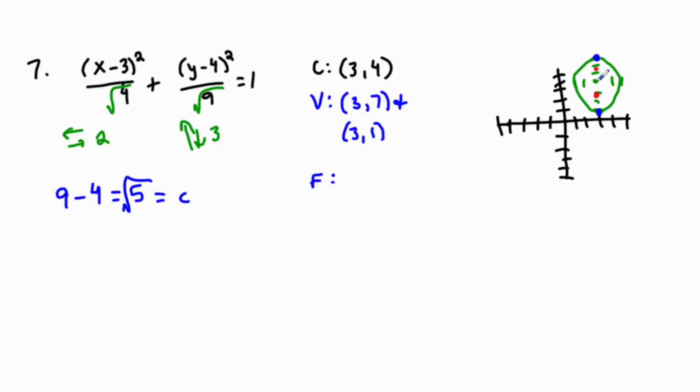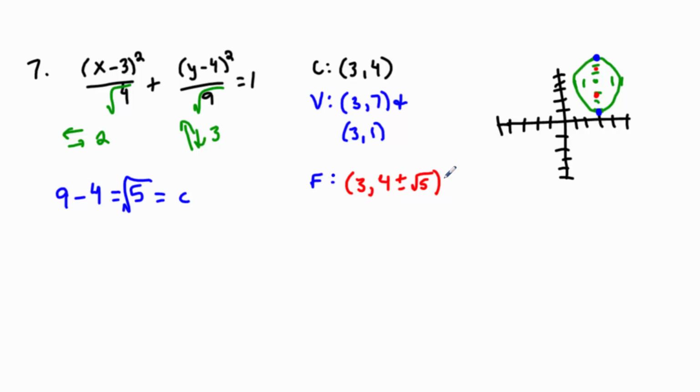Okay, so from the center point, we're going to add square root of 5 to 4. We're going to subtract square root of 5 from 4 because that's the y value of our center point. Because it's a square root, we can't really add and subtract that, so we're going to write 4 plus and minus square root of 5 to show that we're adding square root of 5 and subtracting square root of 5.